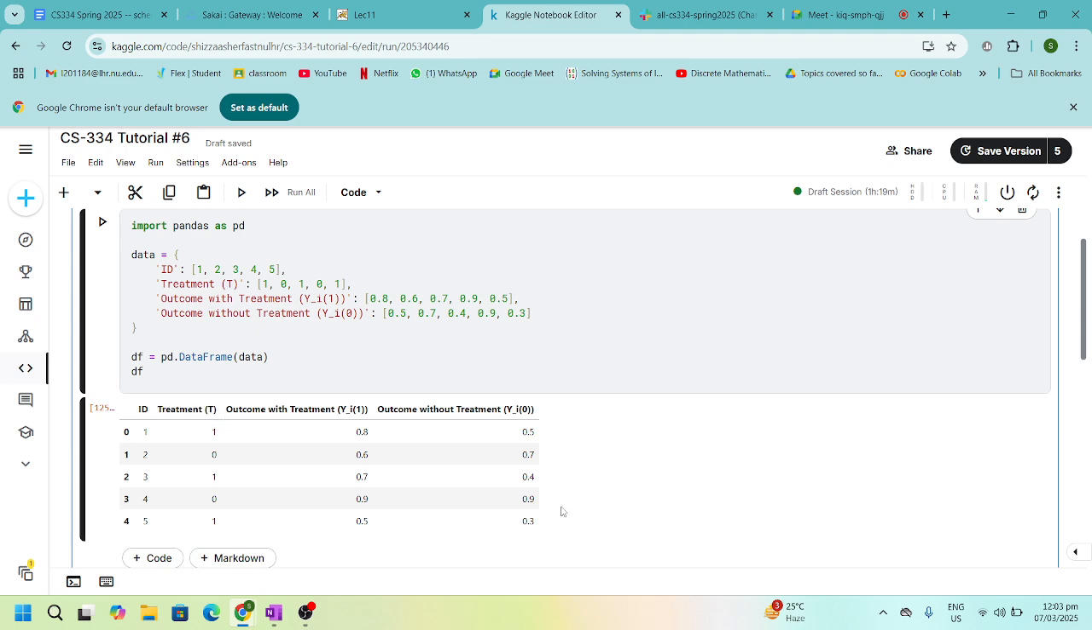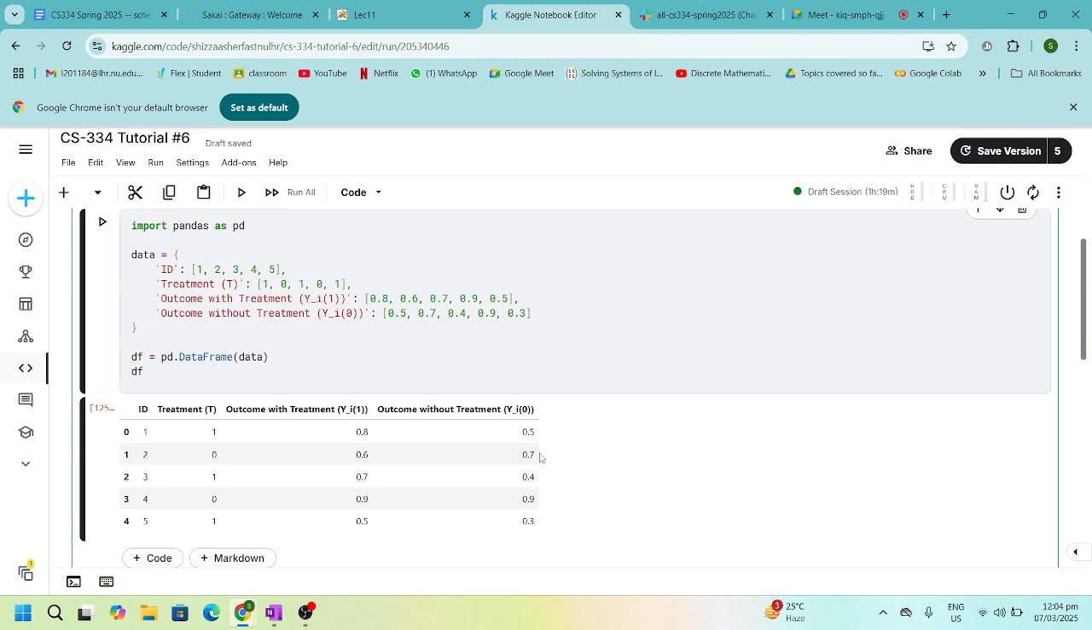Then I have T, which is a function that tells me if I have assigned a person to the treatment group or to the control group. From this data, we can see that 3 out of 5 people were administered the treatment. Then I have the outcome with the treatment, that's basically yi of 1. And then I have the outcome without the treatment, yi of 0.